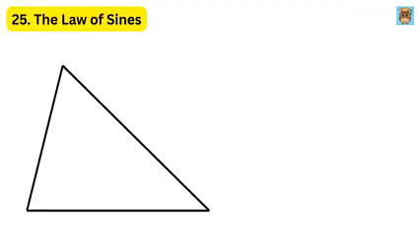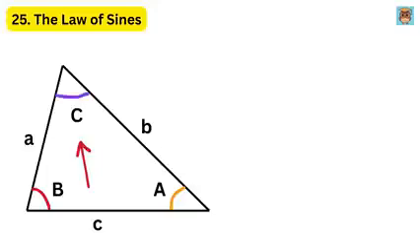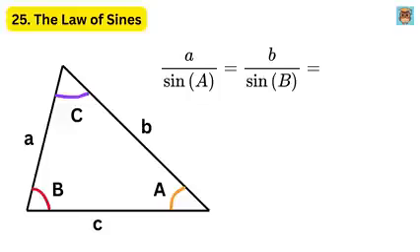25. The law of sines. If a, b, and c are sides of the triangle, and A is the angle opposite to side a, B is the angle opposite to side b, and C is the angle opposite to side c, then the sine law says that a divided by sine of angle A equals b divided by sine of angle B equals c divided by sine of angle C.